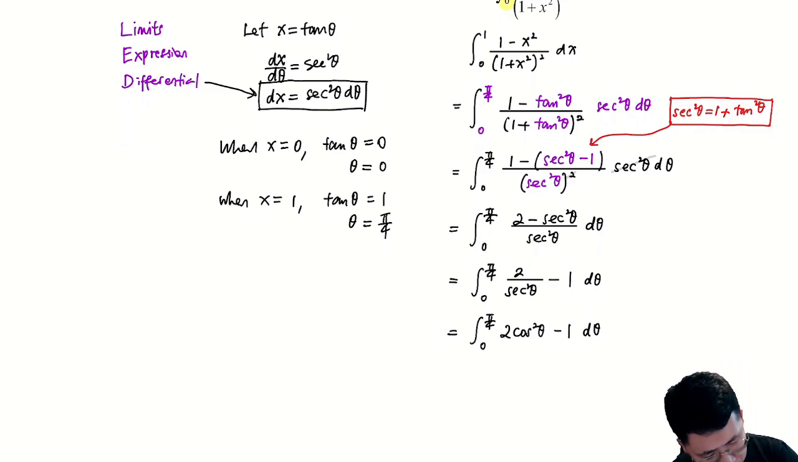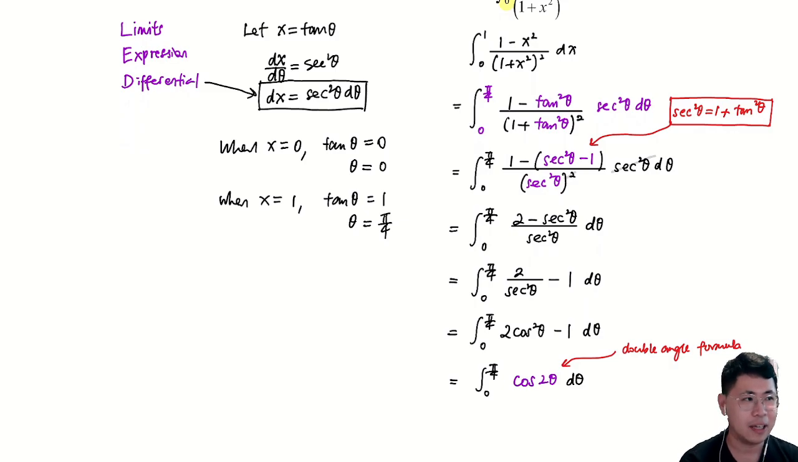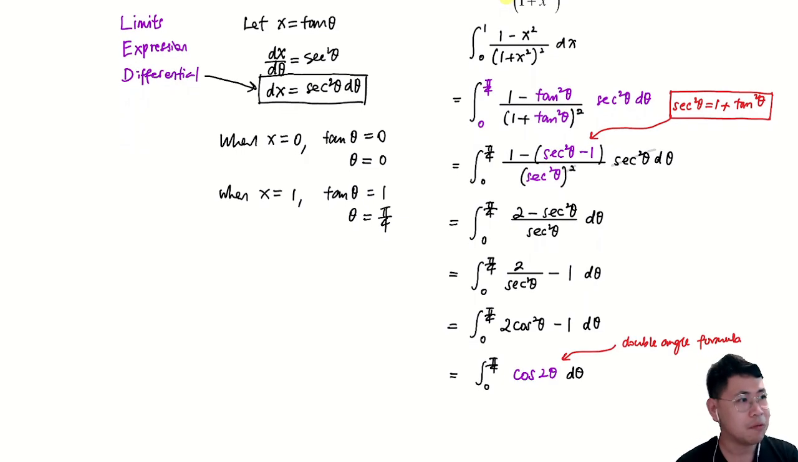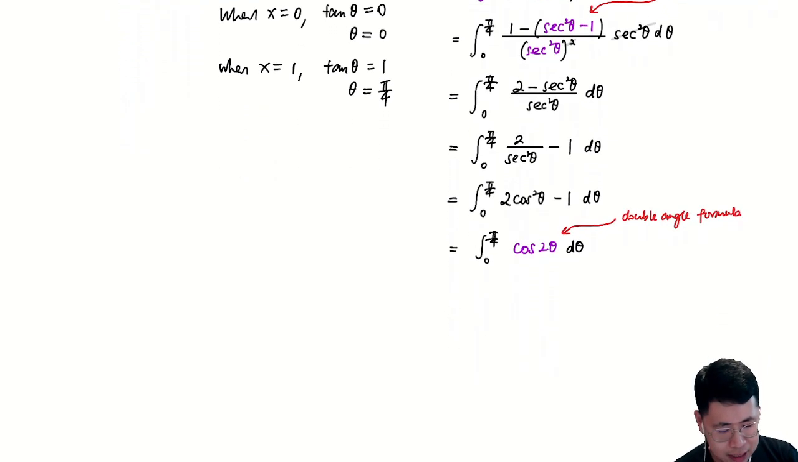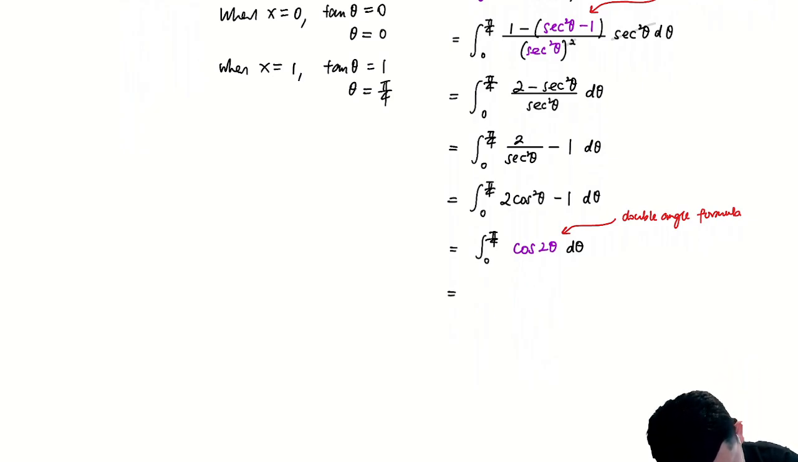So this one over here, I made use of the double angle formula. Something for us to take note. I think this one will be very neat already, very easy to integrate. Now at this stage, because it's easy to integrate, do we need to change back to the original variable? Don't need, we just evaluate straight away. So cosine 2 theta will be just half sine 2 theta.